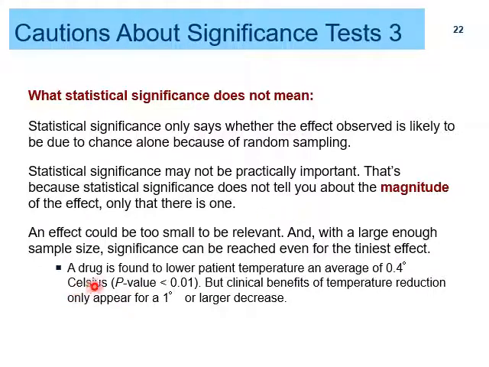For example, a drug is found to lower patient temperature by an average of 0.4 degrees Celsius. The p-value is less than 0.01. But clinical benefits of temperature reduction only appear for a 1 degree or larger decrease. So 0.4 degree doesn't matter, even though the result is still significant.